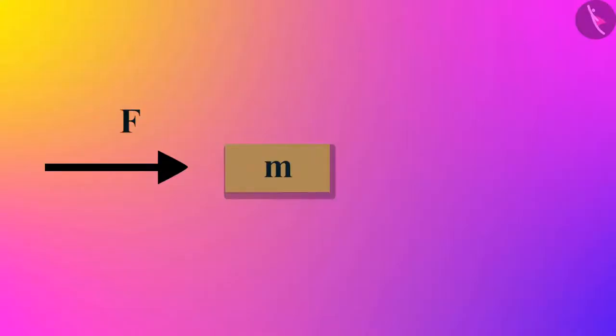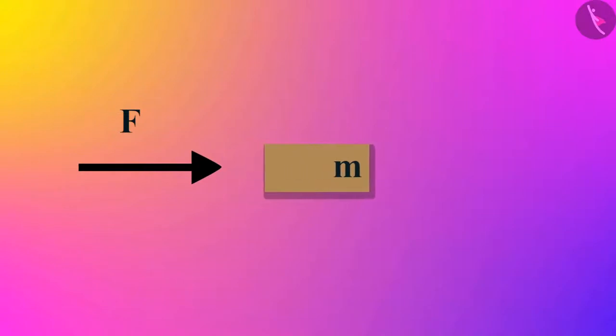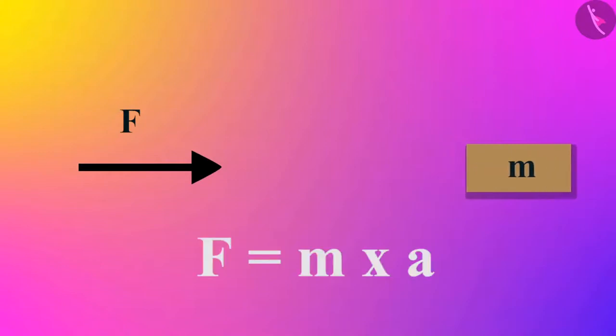In our previous videos, we saw that the first law tells us how an applied external unbalanced force changes the motion of an object, and the second law of motion tells us how this applied force on the object can be measured using its mass and acceleration.